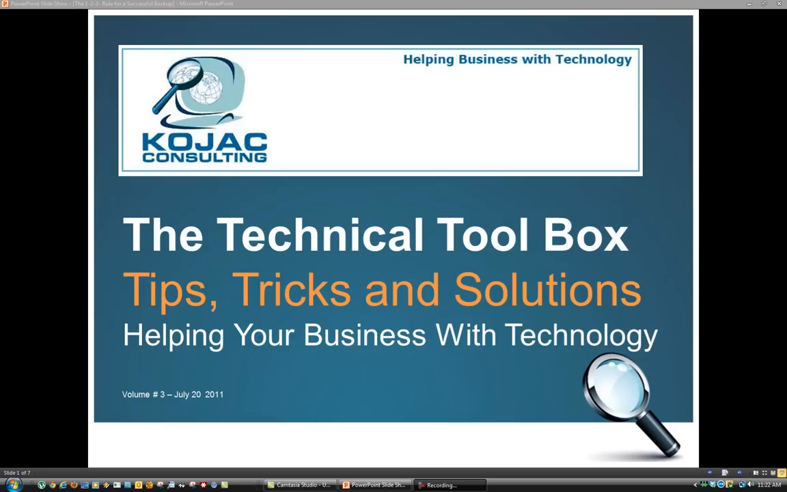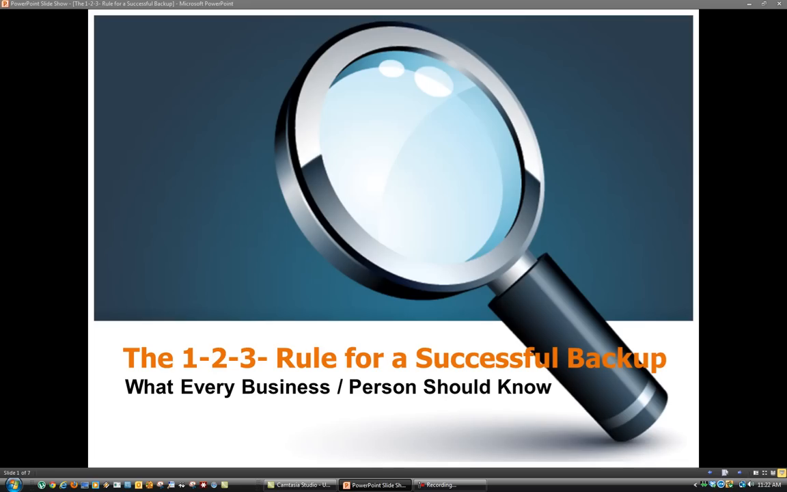Today's topic is how to effectively back up your data to more than one location. The reason that we want to back our data up to more than one location is in the event of a hard drive crash, loss of equipment, network corruption, viruses, and the list goes on.